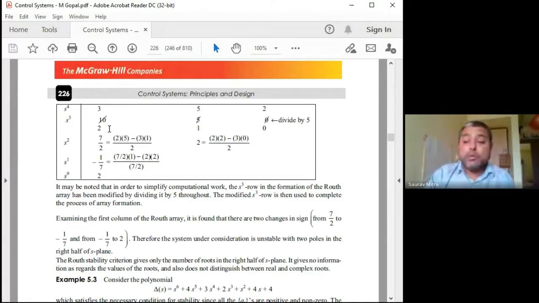Out of that, 2 poles are lying in the right hand side of S plane. Why are 2 poles lying in the right hand side of S plane? Because there are 2 sign changes in the first column in the RH criterion. So this is what you have to understand.